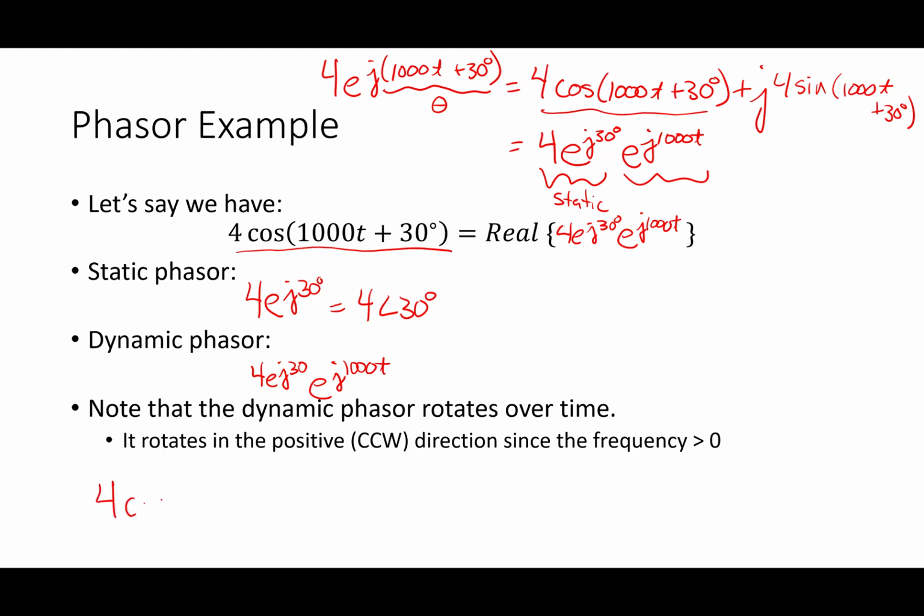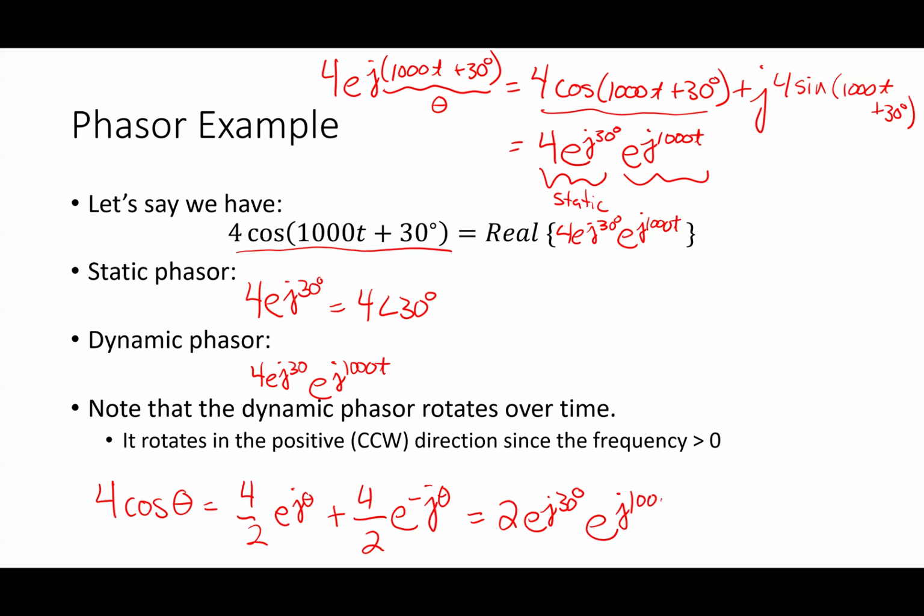4 cosine theta. Using that other way we had to represent cosine, I could say that that's 4 over 2 e to the j theta plus 4 over 2 e to the minus j theta. If I plugged theta into that whole thing, it would become 2 e to the j 30 degrees times e to the j 1000 t plus 2 e to the minus j 30 degrees times e to the j negative 1000 t. All right, there's a lot of stuff going on here.